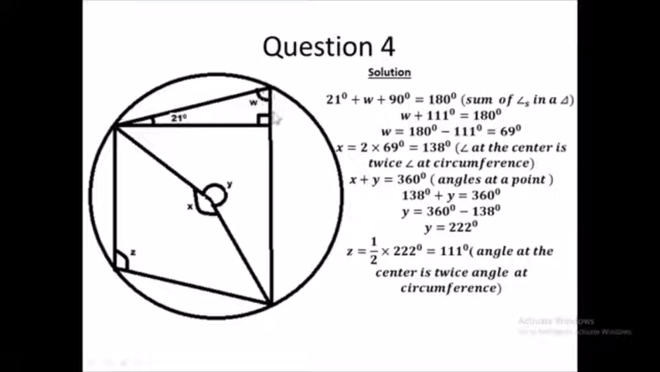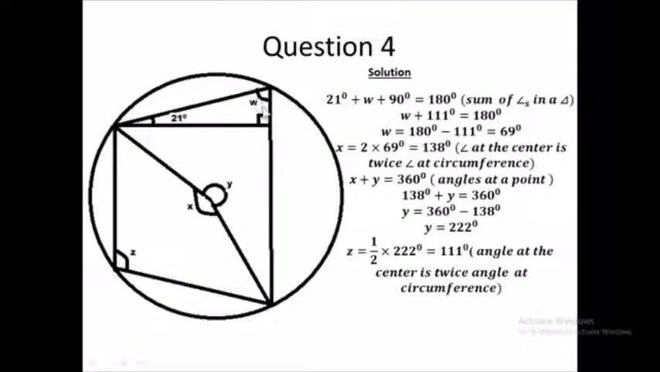If you look at the triangle here, you have a right angle triangle, and we already know two angles of that triangle. We can find the third angle, which is W. 21 degrees plus W plus 90 will give us 180 degrees, the reason being the sum of angles in a triangle. If you add this together, you have 111 degrees plus W equals 180, and from there you can find your angle W, which is 69 degrees.